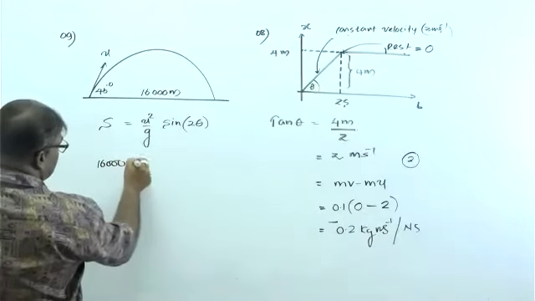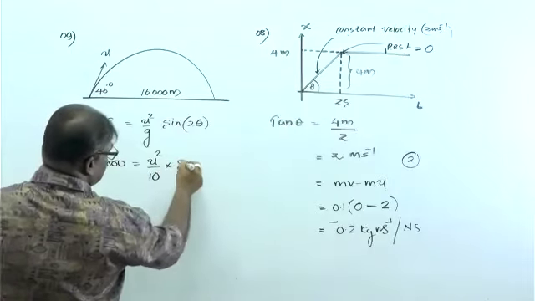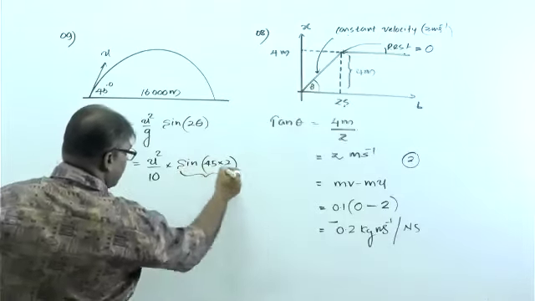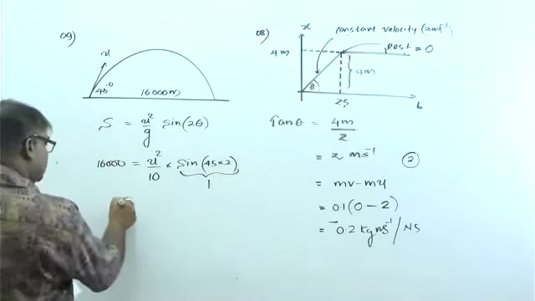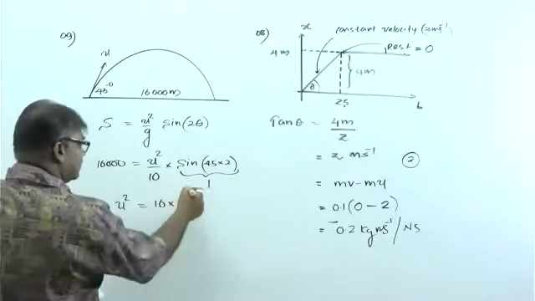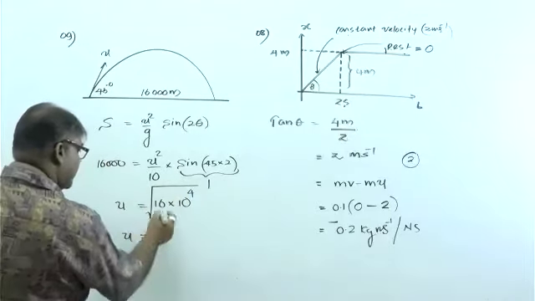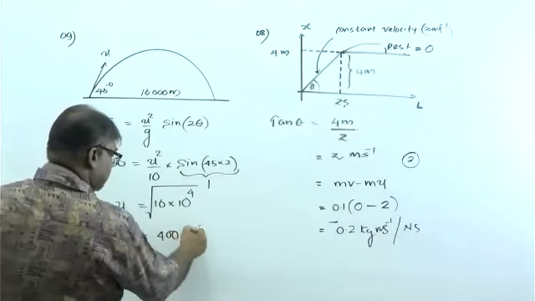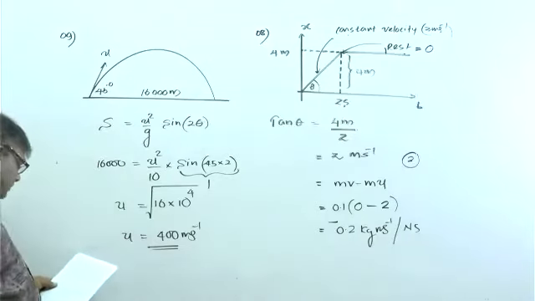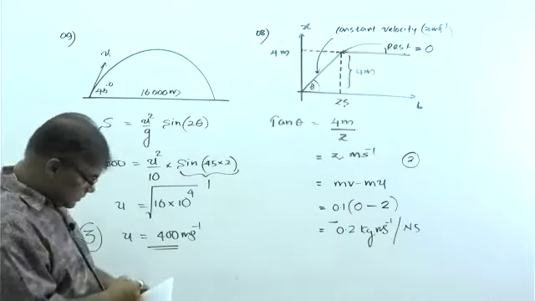Right, 16,000 equals u squared over g, with g as 10, sine 45 into 2 is sine 90, it becomes 1. So u squared is 16 into 10 to the power 4, and its root is the answer. Then u becomes 400 m s^-1. This is a simple question. We only have to substitute the values and pick from the answers. The answer is the third one, right?